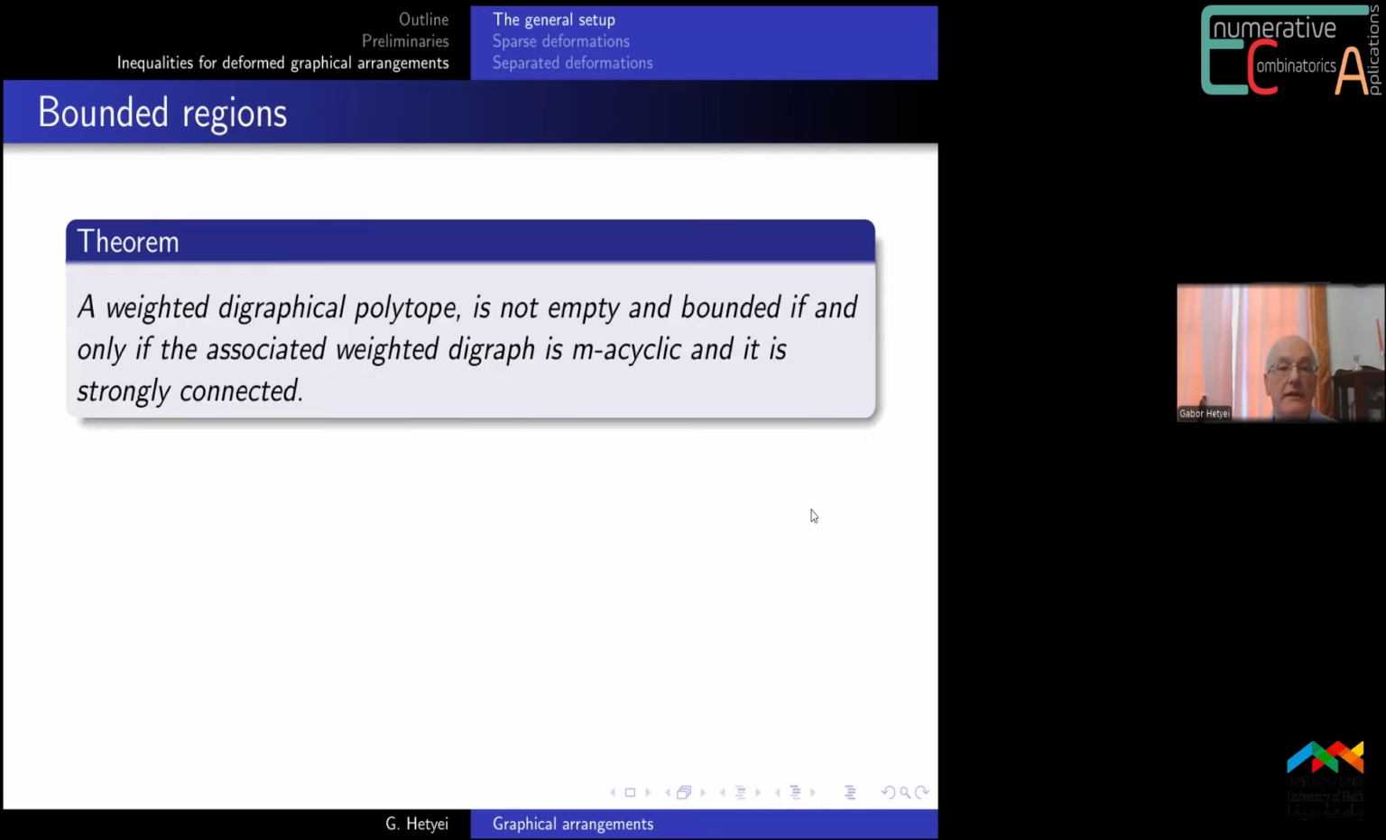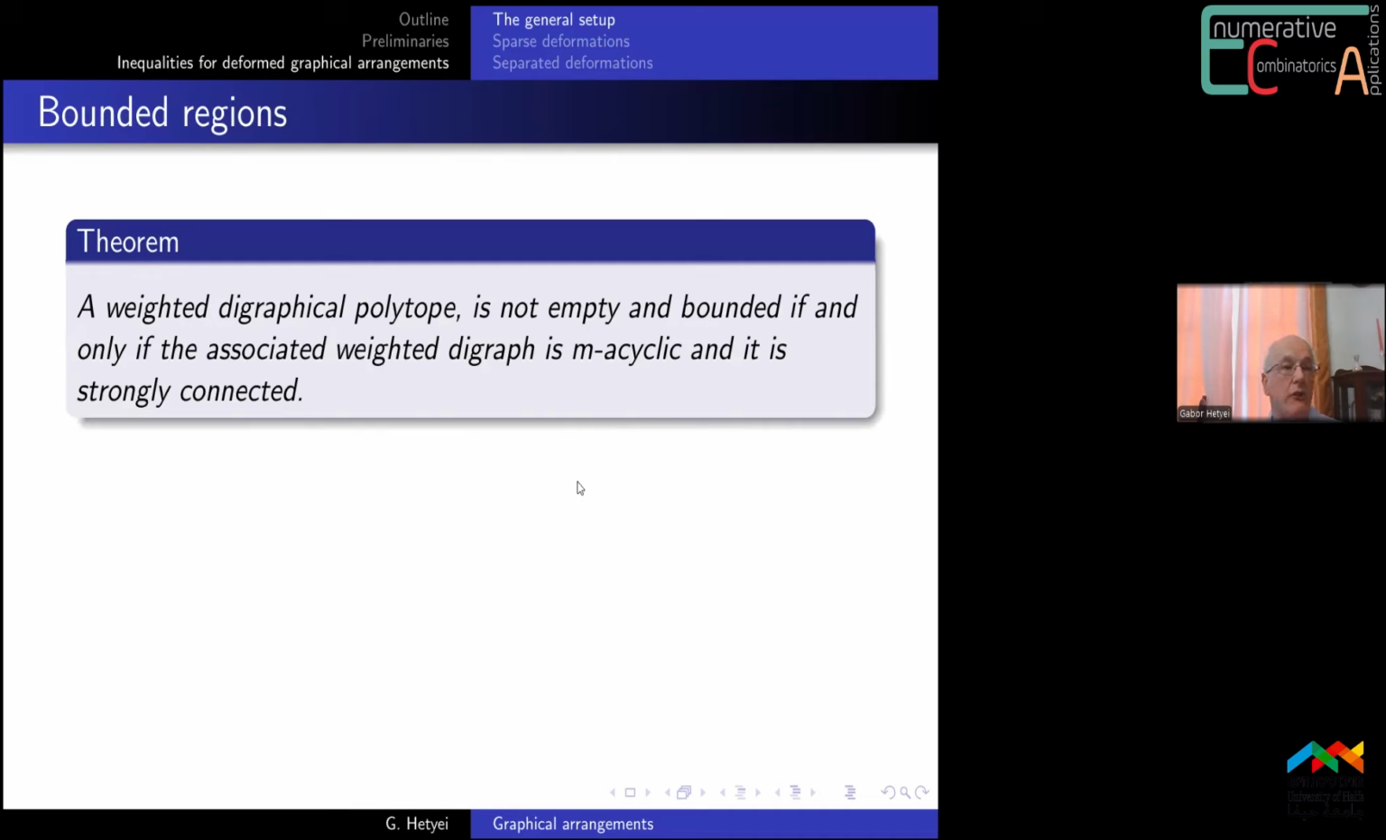and actually this is a theorem which is true in general, that the bounded regions are exactly the ones where the weighted digraph is M-acyclic and strongly connected.